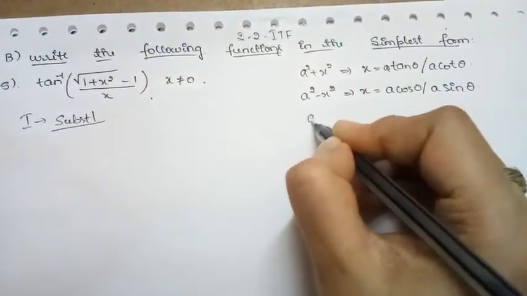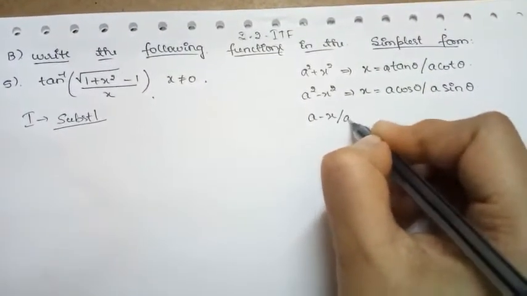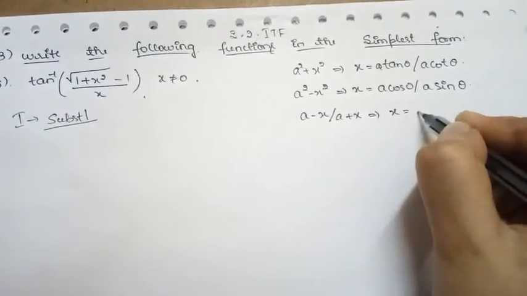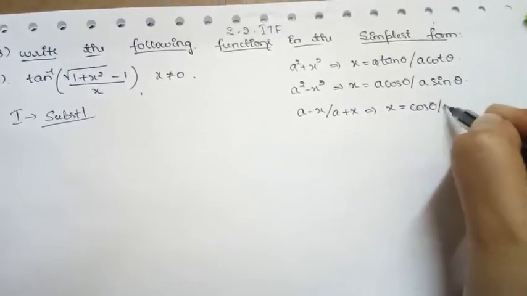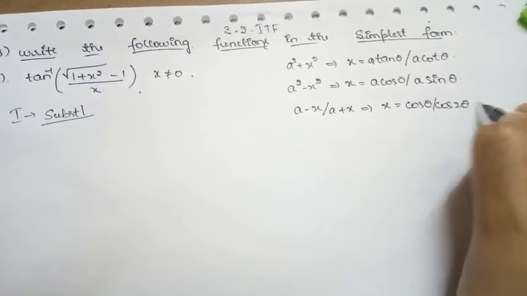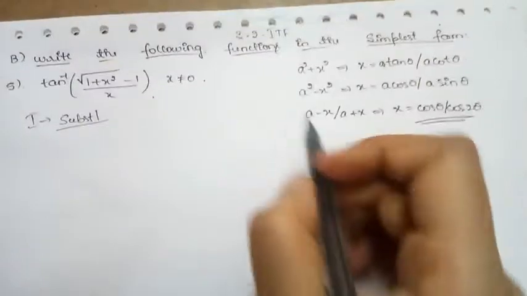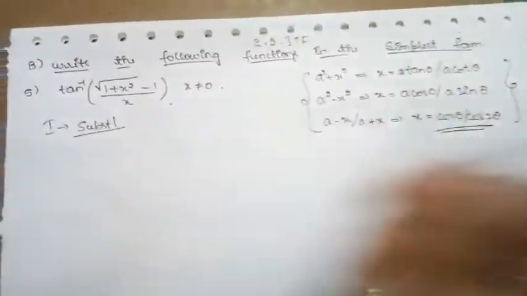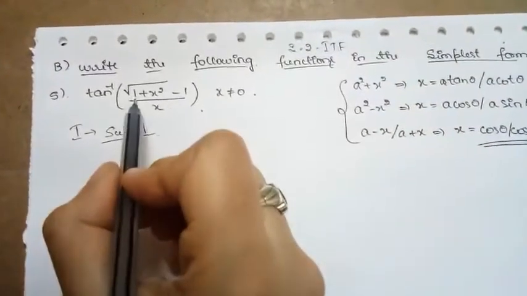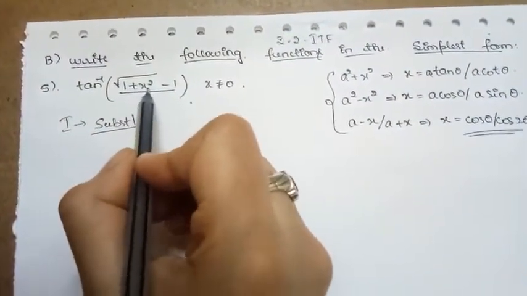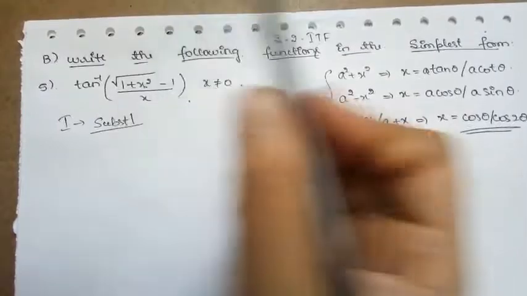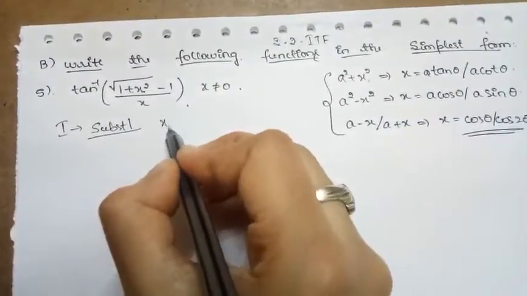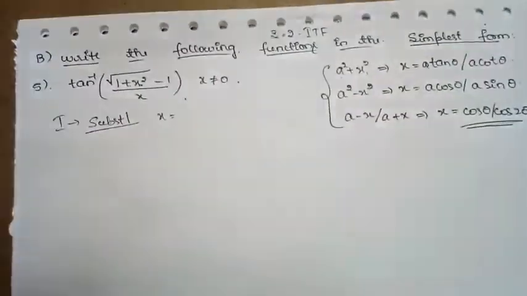Suppose it is in the form of a minus x or a plus x, then we replace x by either cos theta or cos 2 theta based upon our requirement. So this is the basic thing I explained in the previous video. Now let us go with the substitution. In the question we have 1 plus x square, which is in the form of a square plus x square, so we substitute x by either tan theta or cot theta.